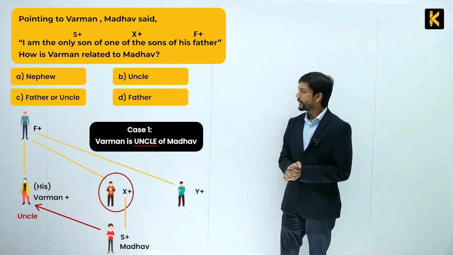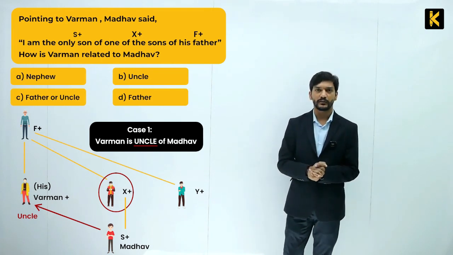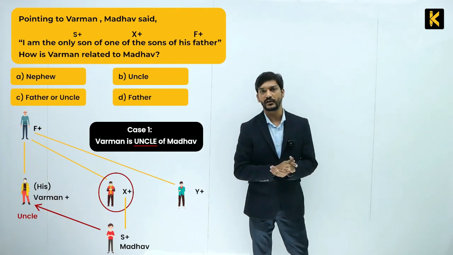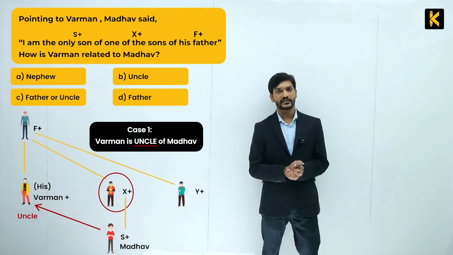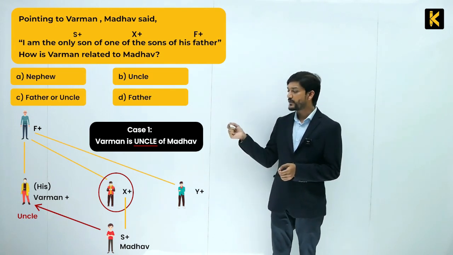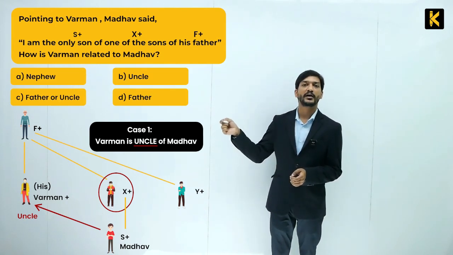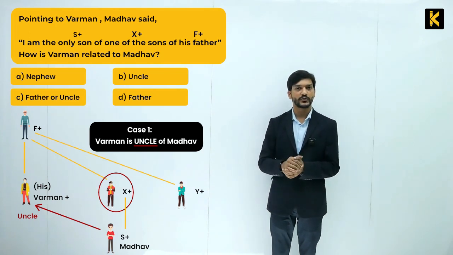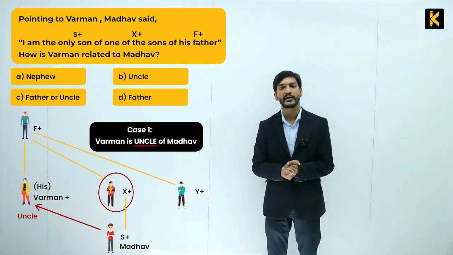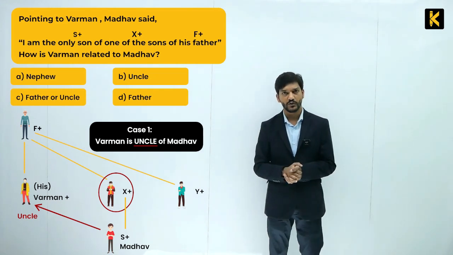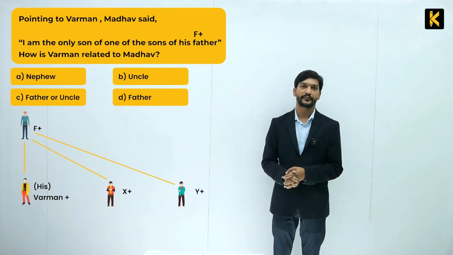Alright. So that's how it should be understood. But this is only case one. This is only one possibility. In case I take the next possibility, this possibility is saying that Varman is uncle of Madhav. Okay, this is just one possibility. So do not mark uncle as the right option. We have one more possibility. So let's take the next possibility.